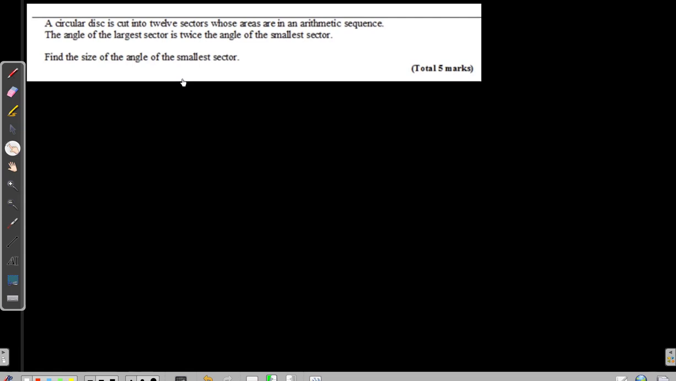Okay, a circle is cut into 12 sectors. So I'm going to get my compass here. Alright, I got my compass here. Very nice and easy. So here's my compass. Okay, get rid of the compass.